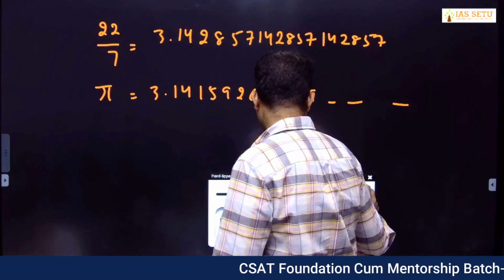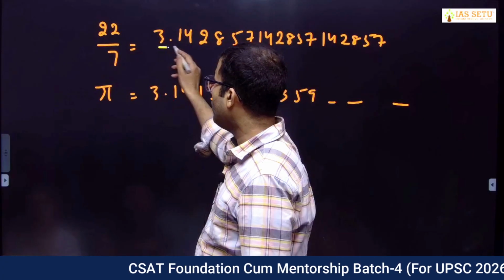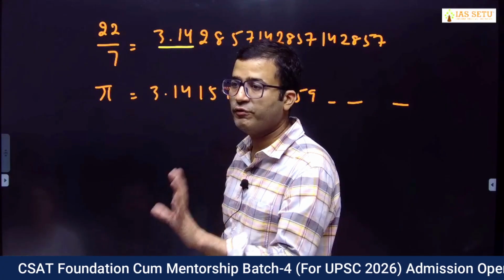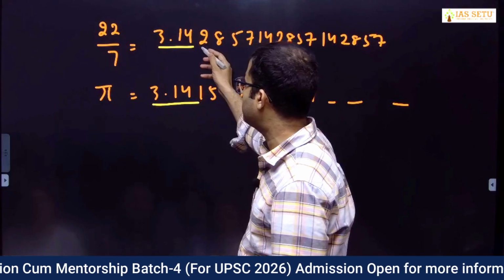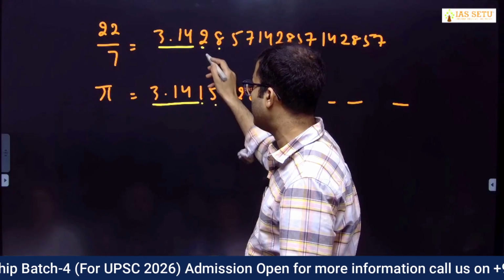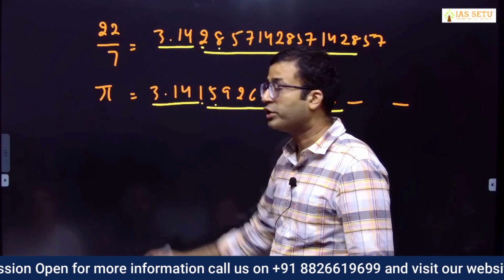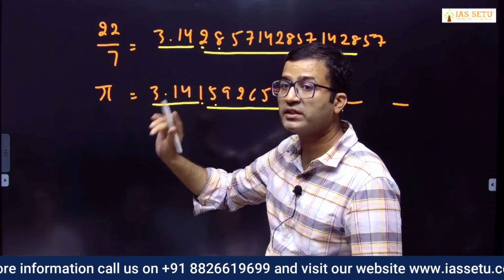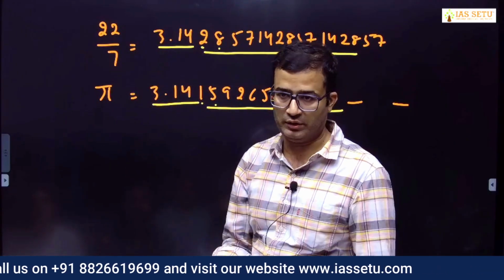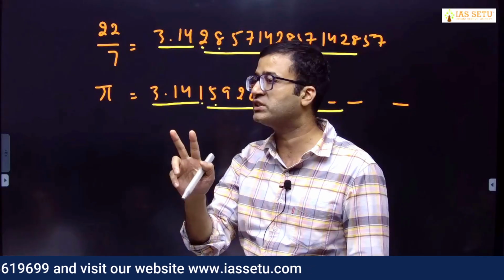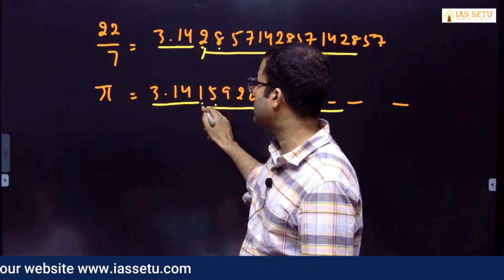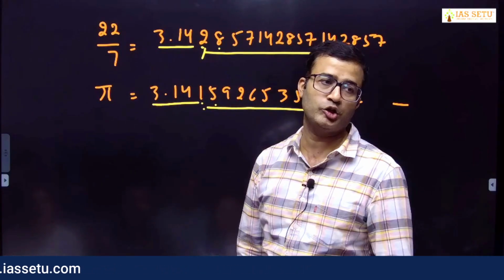Look now at the picture. Here only this 3.14 is equal. After that, see, the picture is different, this is 2, this is 1, this is 8, this is 5. So here this is different, this is different. So it means 22 by 7 is the best approximate value, because it matches up to 2 digits after the decimal, whereas the third digit is totally different from the value of pi.